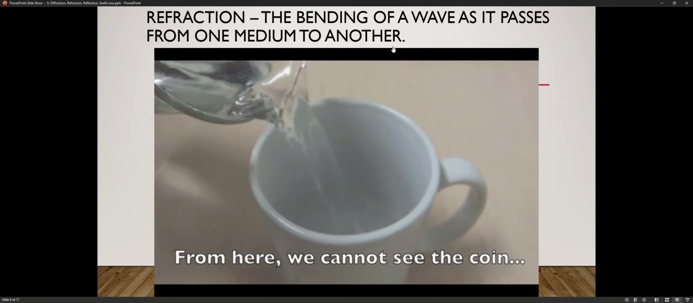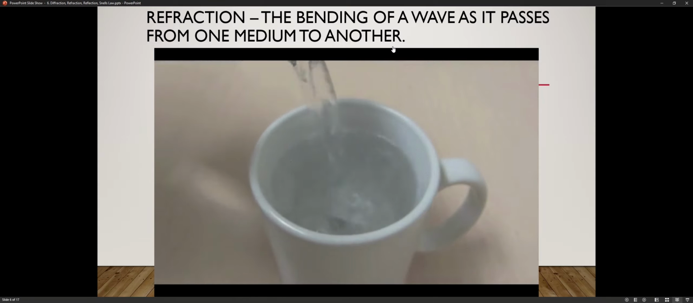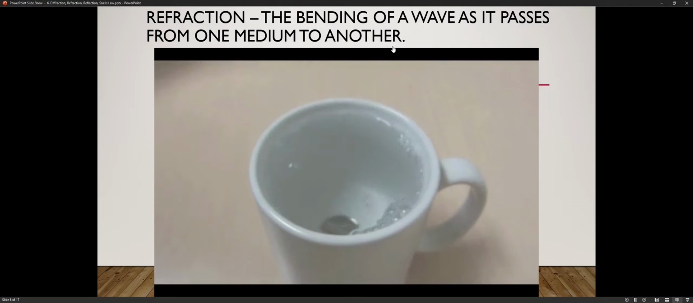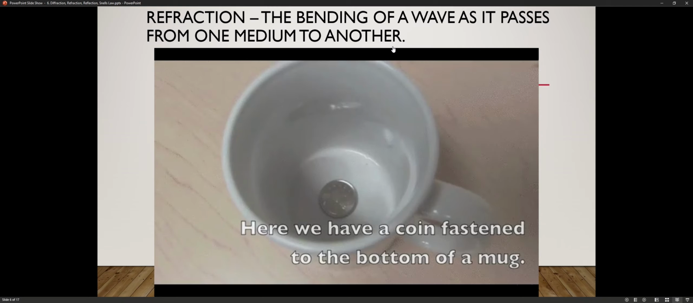And so that's why you can see the coin at the bottom. It's because light is bending as it goes from the water to the air. All right. So that's basically what refraction is.